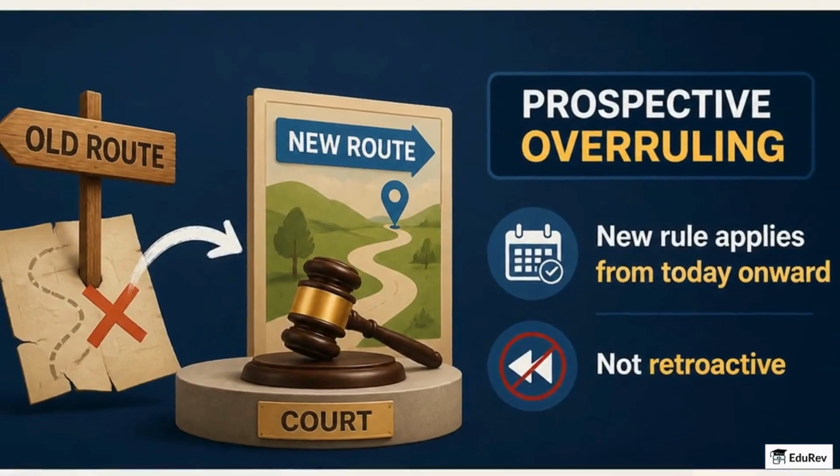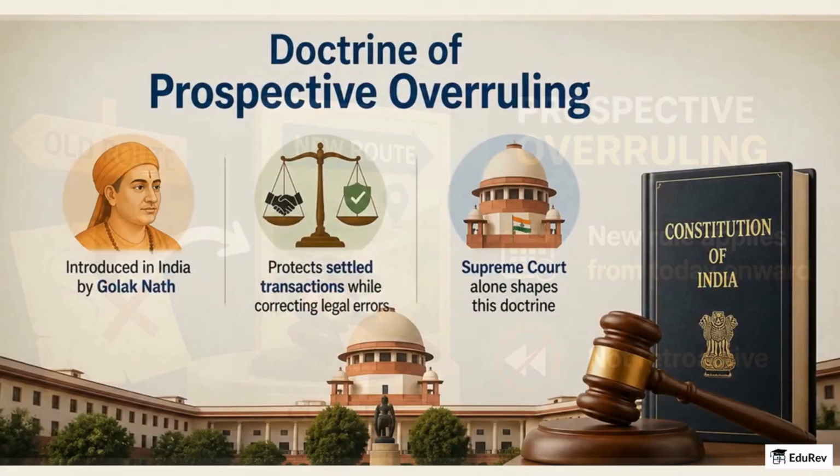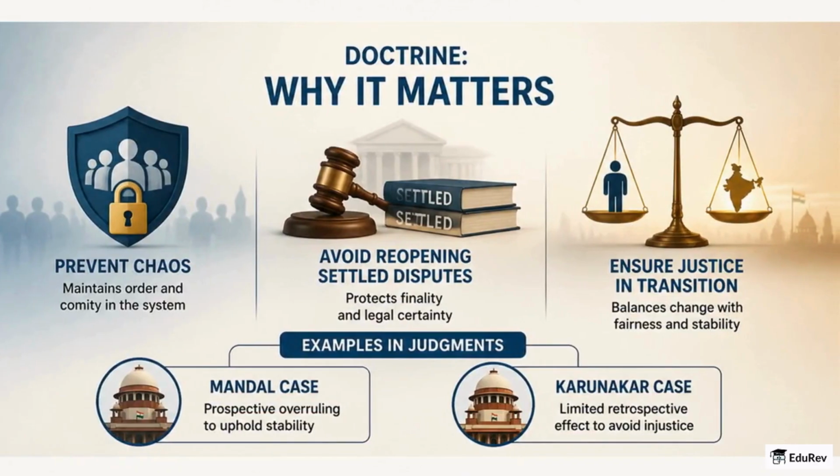Moving on to prospective overruling. Think of a judge correcting an earlier roadmap, but saying the new route applies from today onward, not retroactively. Introduced in India through Golaknath and refined later, prospective overruling avoids disrupting settled transactions while correcting legal errors. And the Supreme Court alone shapes this doctrine. The rationale is pragmatic. Prevent chaos, avoid reopening settled disputes, and ensure justice in transition. Examples include its use in Mandal and Karunakar judgments.